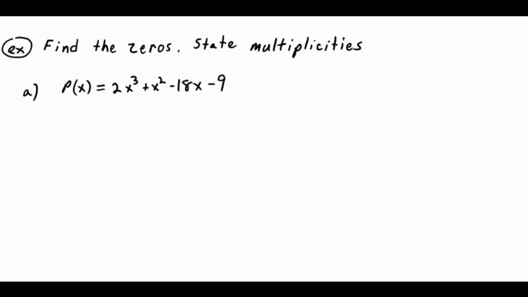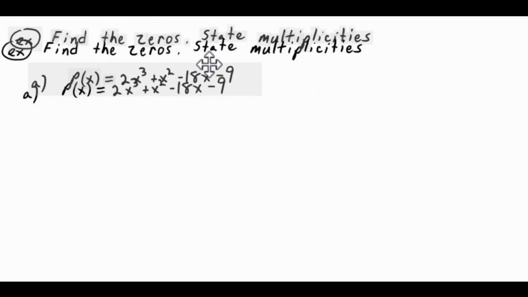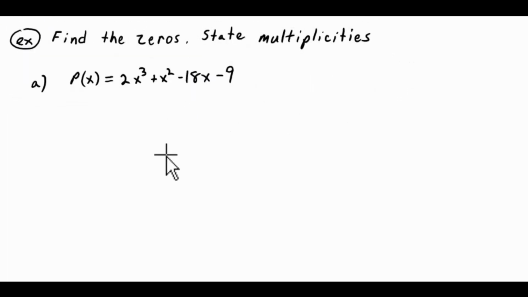Okay, so in this example, we're going to, let me move this just a bit. In this example, we're going to find the zeros, state the multiplicities. I'm only going to state the multiplicities if they're different than 1.